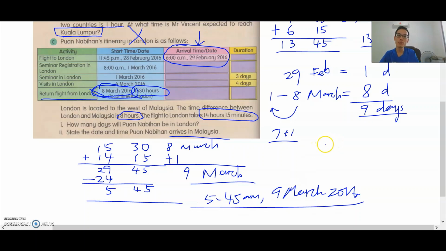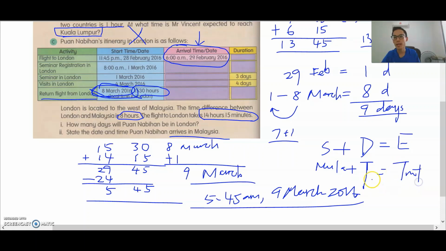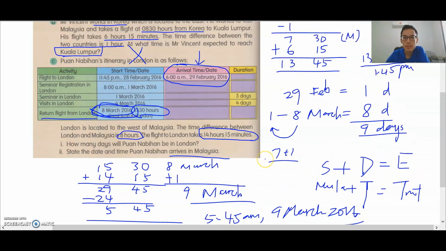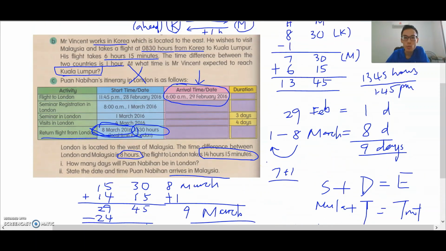Okay, so you see the formula is fairly the same. Starting plus duration equals ending or arrival. Okay, masa mula tambah tempo sama dengan masa tamat. Okay, so that's all for the discussion for the homework.